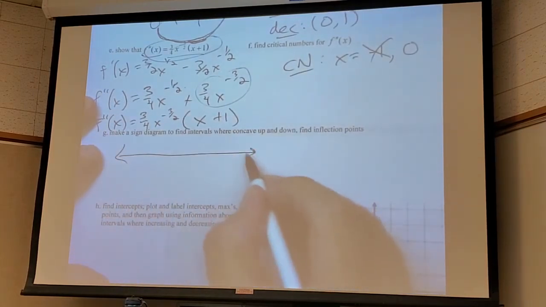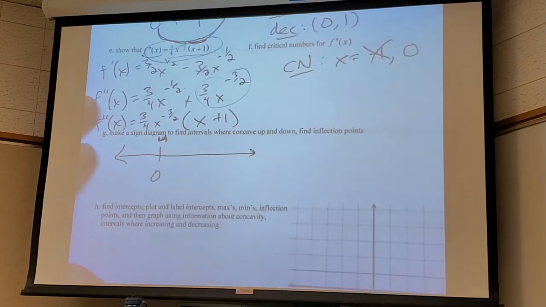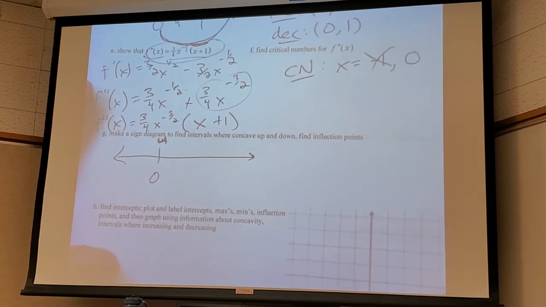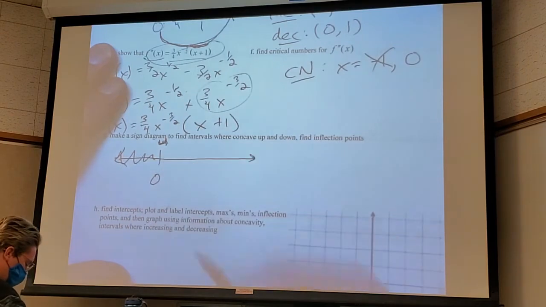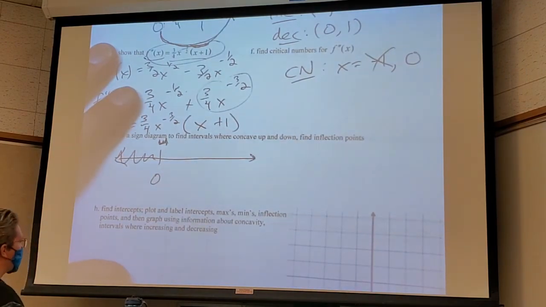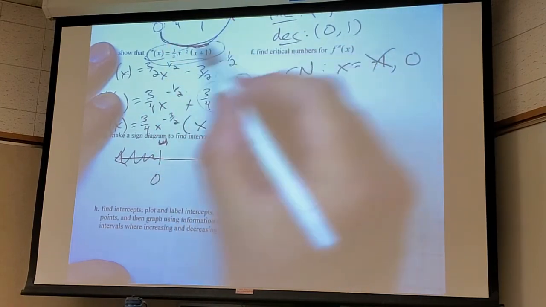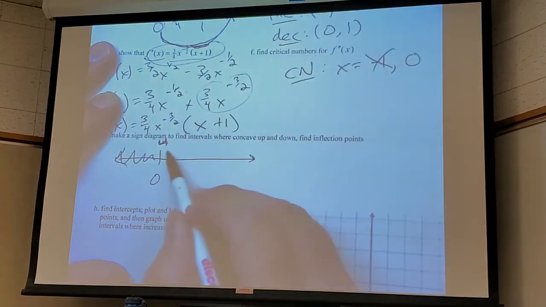So let's make the sign diagram. I've only got the one critical number. This one's a little bit lame. I don't know if you guys understand there can't be an inflection point because nothing's happening on that side, right? So look, what do you expect to happen? What is the concavity of this image I drew up here? That's concave up. So I expect this to all be positive.